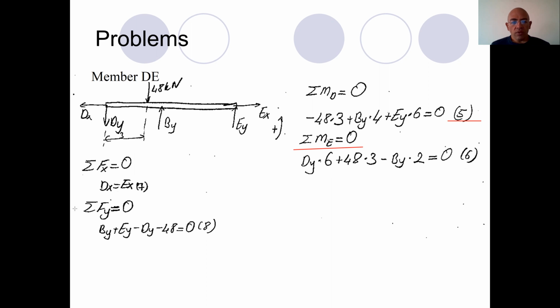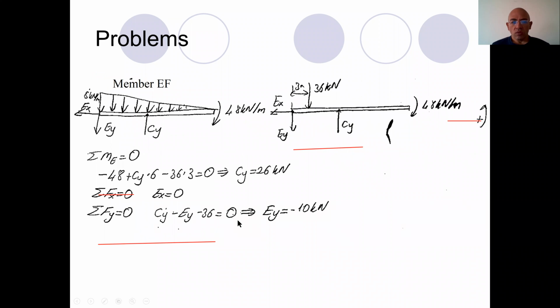Now, finally, sum of the forces in x direction has to be equal to 0. From here, I can easily say that DX is equal to EX. This is our seventh equation. And sum of the forces in y direction has to be equal to 0. DY plus EY minus BY minus 48 is equal to 0. This is our eighth equation. Now we have 8 equations, and we have 8 unknowns.